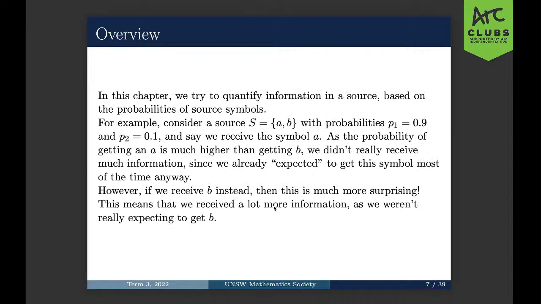However, if we receive B instead, then that's really more surprising. So what that means is that we received a lot more information because we weren't really expecting to receive a B. So the way we quantify information, one way to think about it, is how surprising it is to receive a certain symbol.